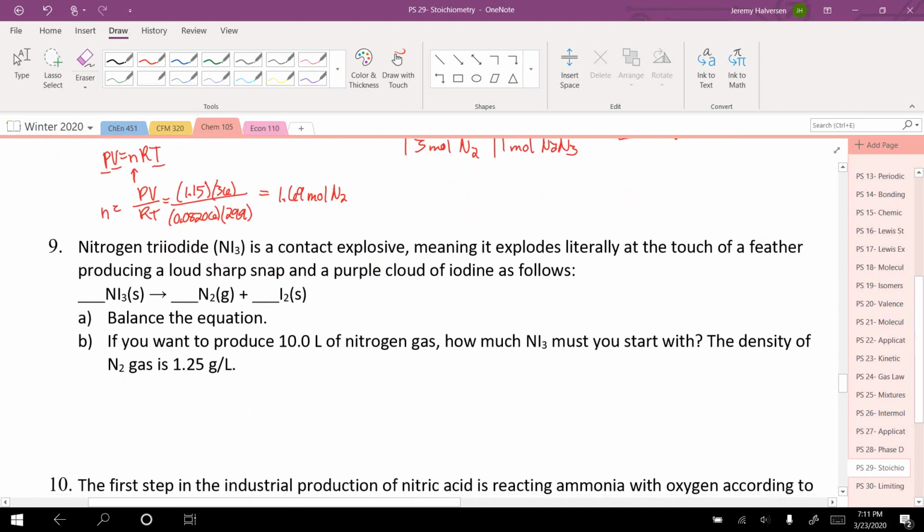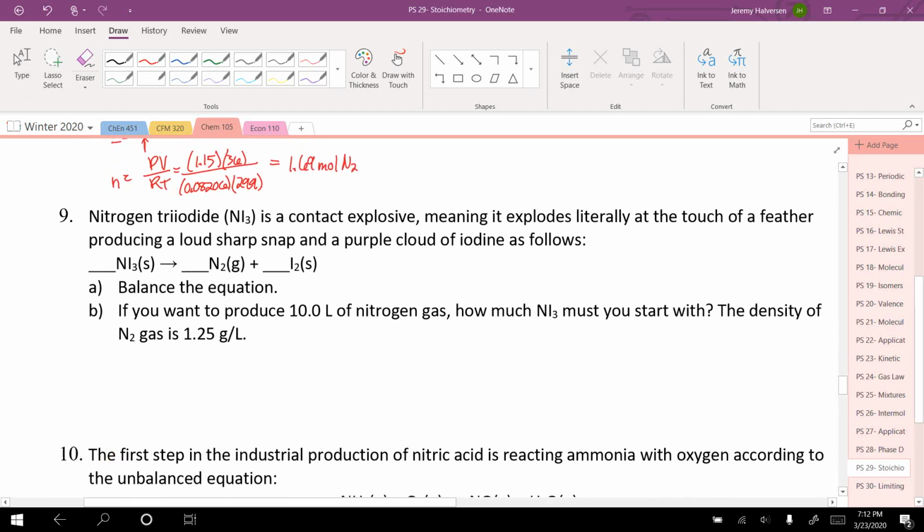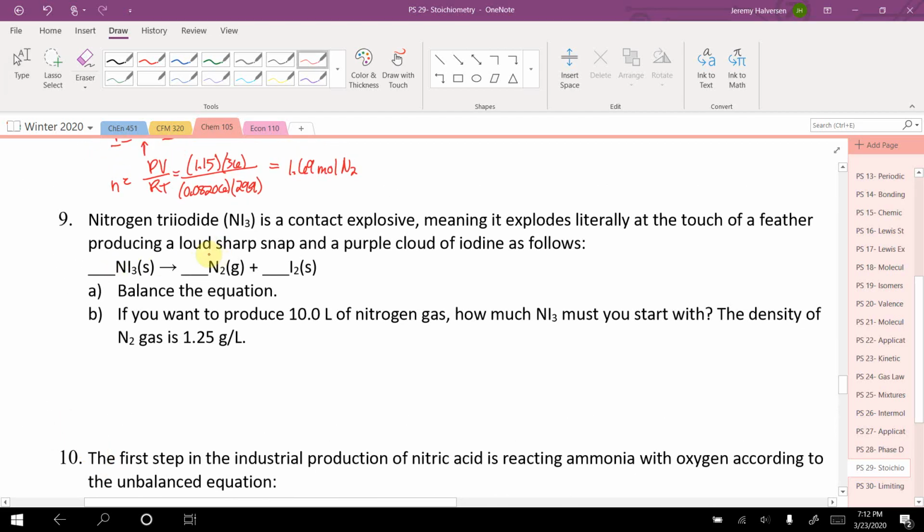All right, nitrogen triiodide is a contact explosive, meaning it explodes literally at the touch of a feather, producing a loud, sharp snap and a purple cloud of iodine as follows. Let's balance this equation. 2 nitrogens, so 2 nitrogens. If I put a 1 right there, that gives me 6 iodines, and now I have 6 iodines there. Balance equation. If you want to produce 10 liters of nitrogen gas, how much NaN3 must you start with?